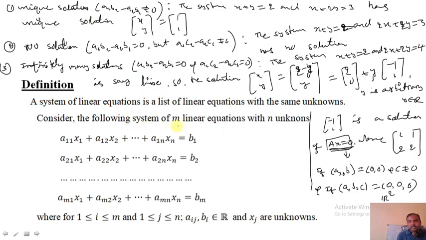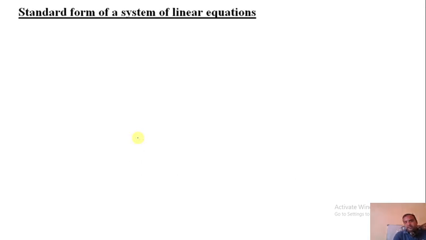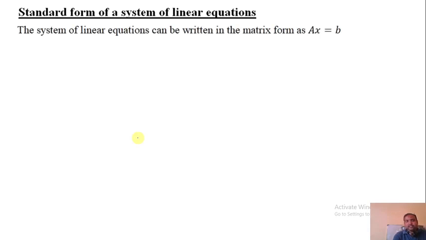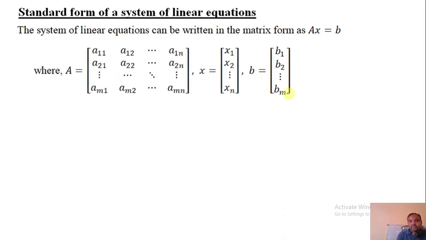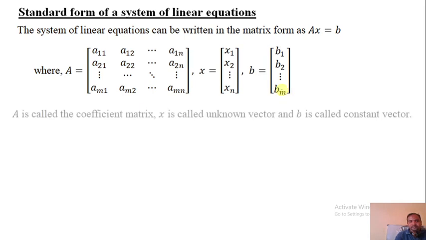Consider the following system of m linear equations with n unknowns. Suppose this is the system, where i varies from 1 to m and j varies from 1 to n. Here the x_j are unknowns and the coefficients are real numbers. Now the standard form of the system of linear equations in matrix form. The system can be written as Ax equal to b, where A is this matrix, x is this vector, and b is b1 to bm. A is called the coefficient matrix, x is called the unknown vector, and b is called the constant vector. This b, because these elements are constants, and these are the unknowns.